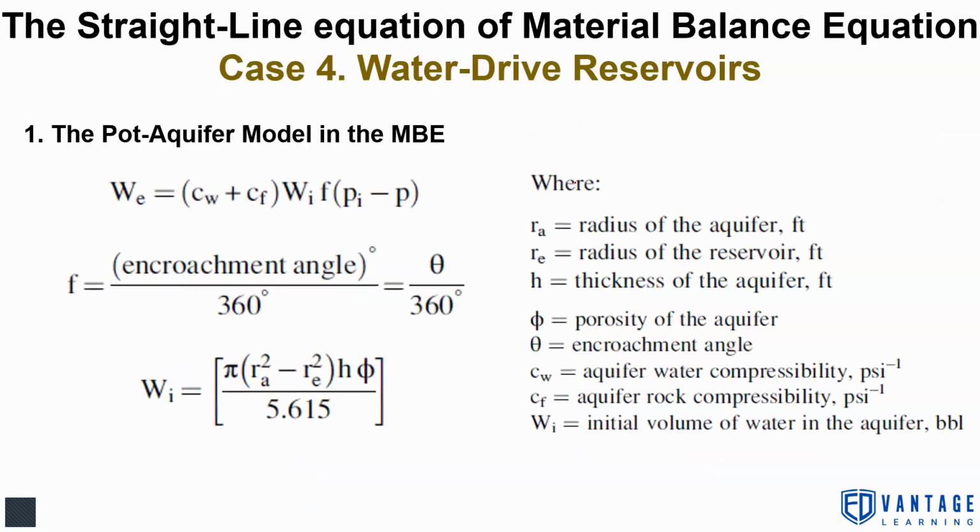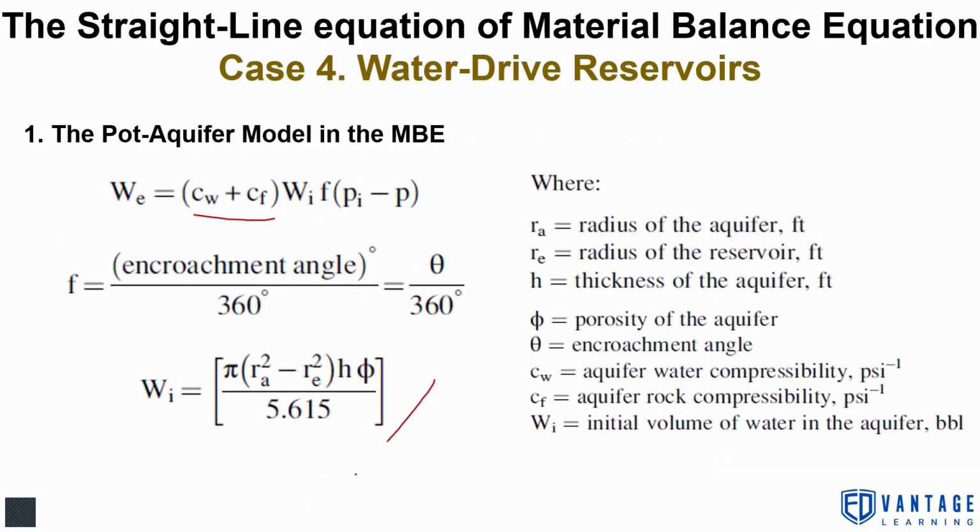Also in water reservoirs, when we want to estimate the supporting water drive with models, the pot aquifer model is one good model, which is for finite aquifers or small aquifers. We estimate We as the sum of compressibilities of water and formation times the initial volume of water in the aquifer times F, which is the encroachment angle, times delta P due to water influx, Pi minus P. So Wi is pi into Ra square minus Re square times h times phi.